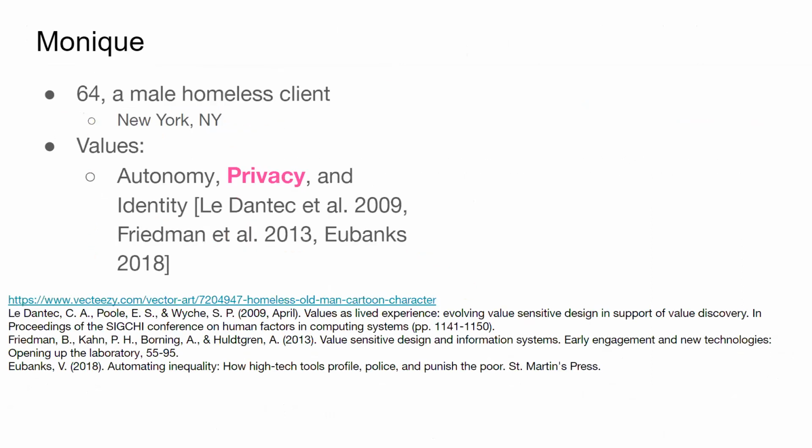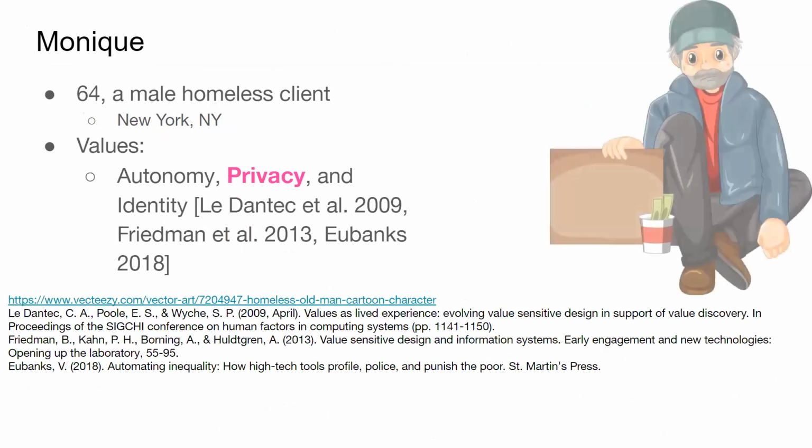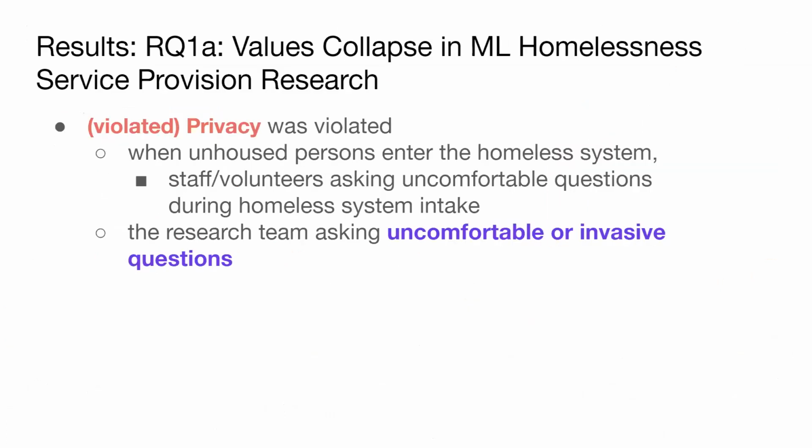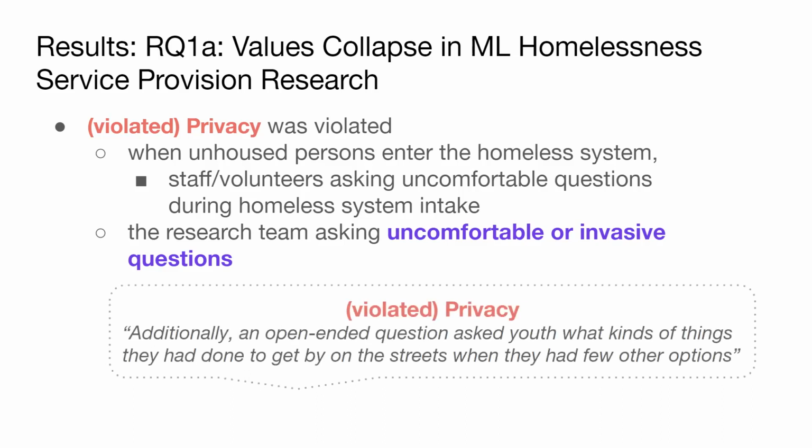Remember Monique? Privacy was one of his core values. However, it collapsed in several ways. Privacy values collapsed when unhoused persons entered the homeless system. The staff and volunteers have asked them uncomfortable questions when they meet for the very first time. The research team was also at the forefront when they asked uncomfortable or even invasive questions. Here is one example where authors asked homeless youth what kind of things they had done to get by on the streets when they had few other options. You can find further excerpts across all the values collapse in our paper.